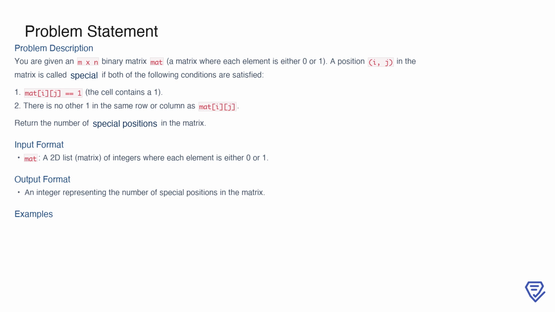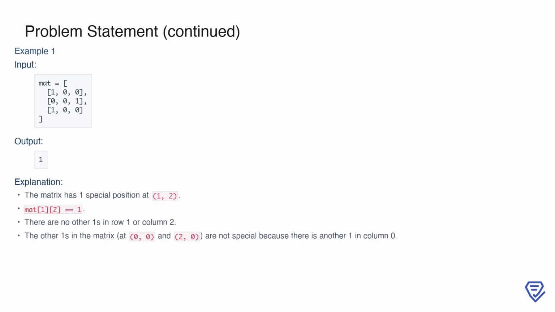The input to the problem is the binary matrix, represented as a 2D list, and the output is a single integer, which is the count of these special positions. Let's now look at some examples to better understand the problem. Here is the first example. The input matrix is a 3x3 grid where the values are either 0 or 1. The output for this input is 1, meaning there is only one special position in the matrix.